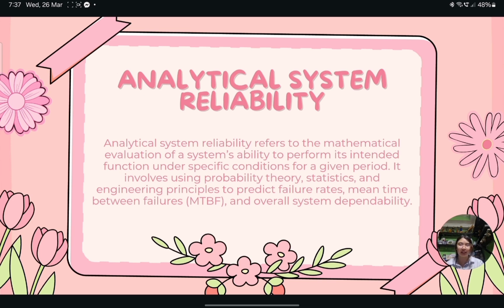Analytical system reliability refers to the mathematical evaluation of a system's ability to perform its intended functions under a specific condition for a given period. It also involves using probability theories, statistics, and engineering principles to predict failure rates, mean time between failure or the MTBF, and overall system dependability. There are common statistical methods that we will be using. We might know some of them already, but I'll still be discussing them.